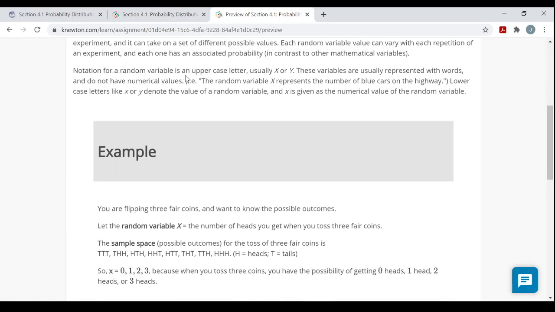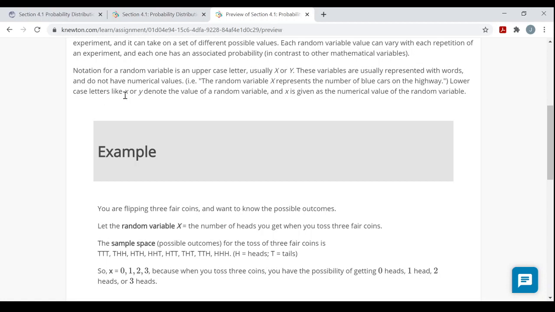Notation for a random variable is an uppercase letter, usually a capital X or a capital Y. Again, it could be any letter. These variables are usually represented with words and do not have numerical values. For example, the random variable X represents the number of blue cars on the highway. And this would be an example of a discrete random variable, right? Because you can count the number of blue cars. There are 0 or 1 or 2 or 3, etc.